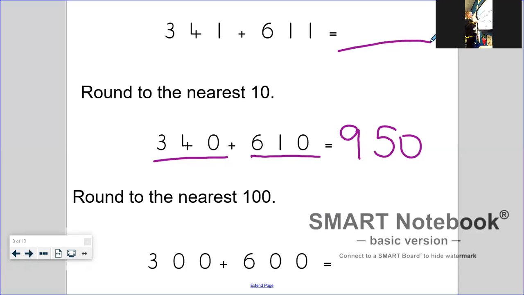Down here, you could round them even further. You could round them to the nearest 100. So 341 would go to 300. 611 would go to 600. That gives me the answer of 900. And I could say that I estimate that this number sentence would give me a number around 900. Okay? And that's how we're going to look at it today.